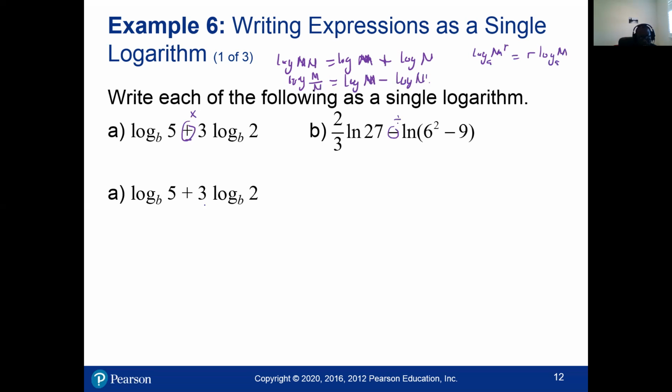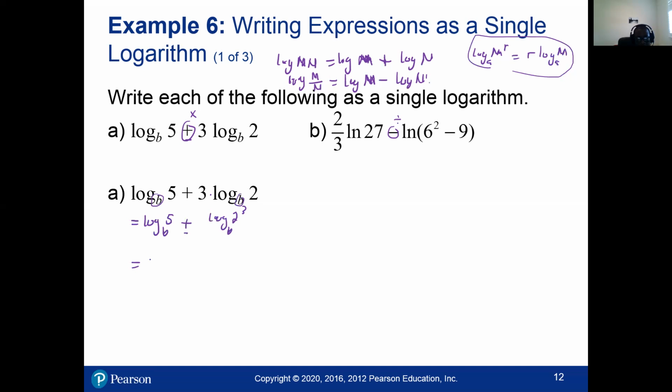All right, first, this is 3 times log 2. So we use this property here and write it as log of 2 raised to 3. So this becomes log 5 base b plus log 2 base b raised to 3. Now, I can do that because I have the same base. If they don't have the same base, you cannot apply the property.